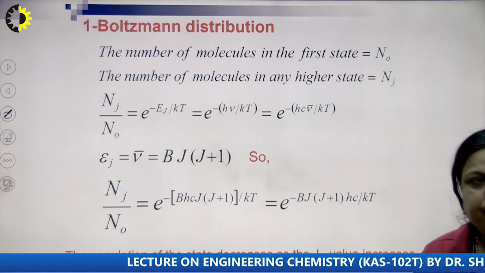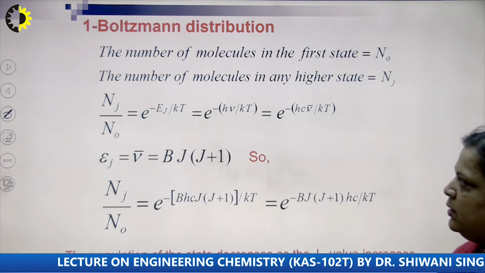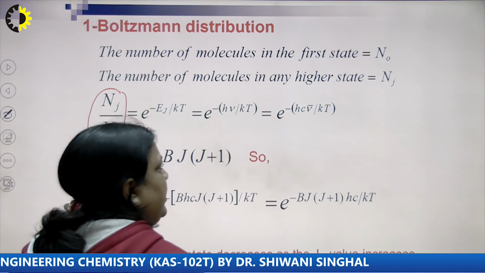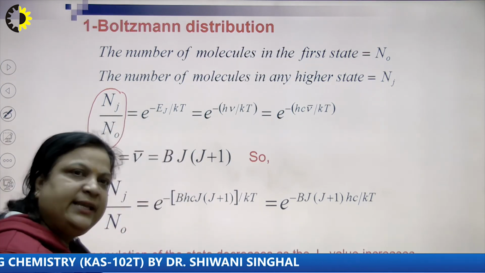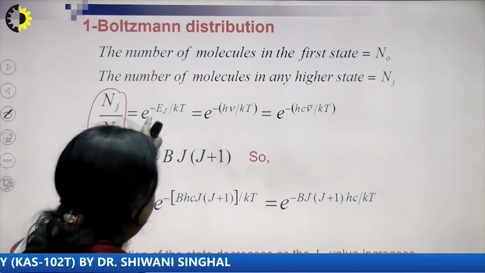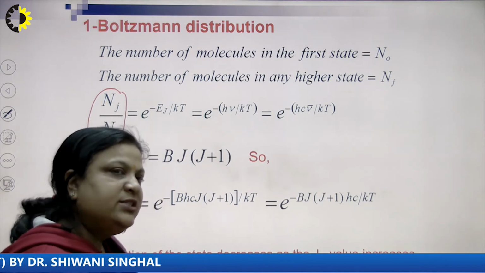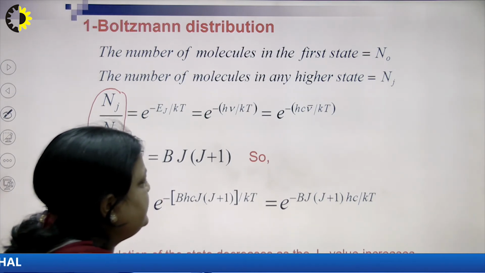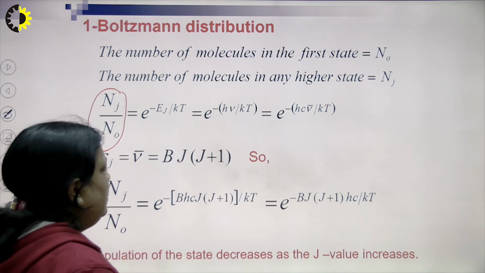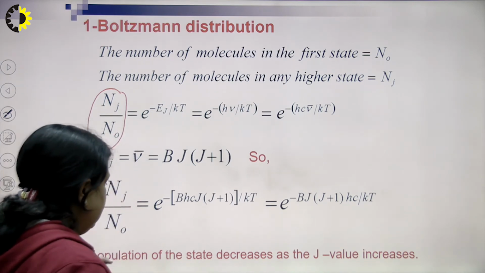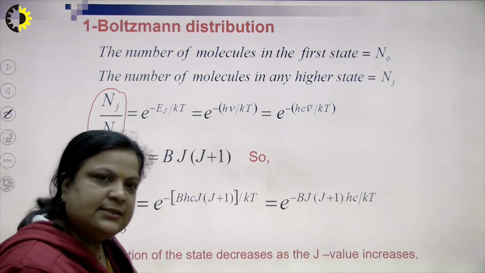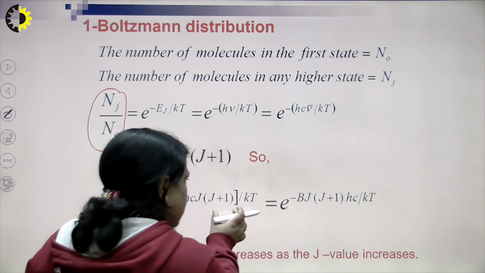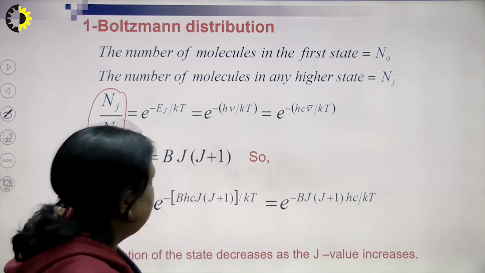Degeneracy means same. First, the Boltzmann distribution. We know that the population with respect to the 0th or ground level is e raised to the power minus E upon kT. And when we put the value of E, which is B into J into J plus 1, and if we put the value of B, that is h upon 8 pi square IC, we can find that as the J value increases, the population of a state decreases, because if we increase this value, e is raised to a higher negative power, so the total Nj upon N0 gets decreased.